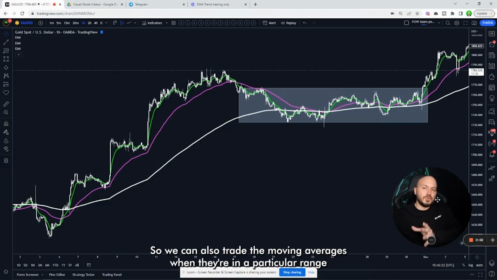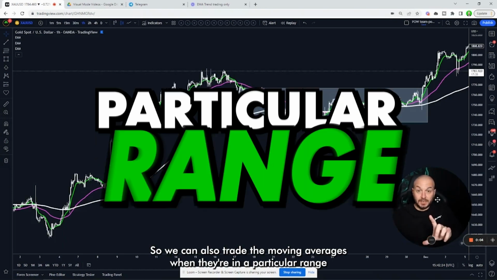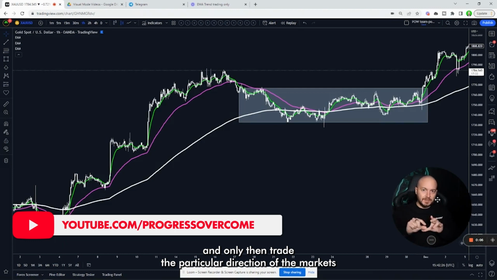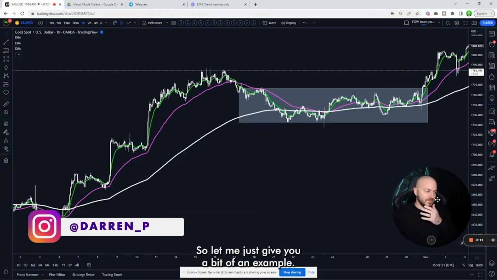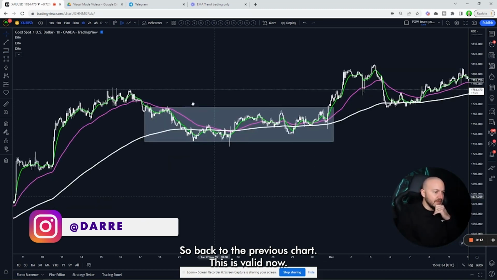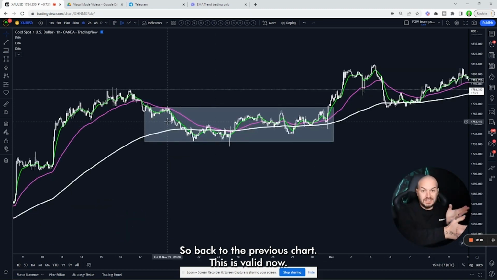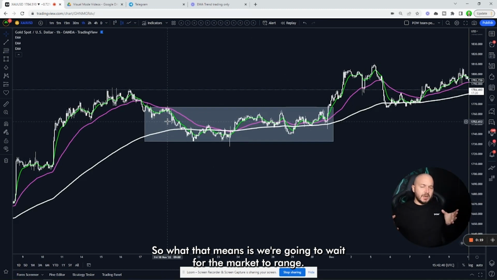Right, so we can also trade the moving averages when they're in a particular range, and only then trade the particular direction of the markets if it breaks out of that range. So let me just give you a bit of an example. Back to the previous chart, this is valid now. So what that means is we're going to wait for the market to range.